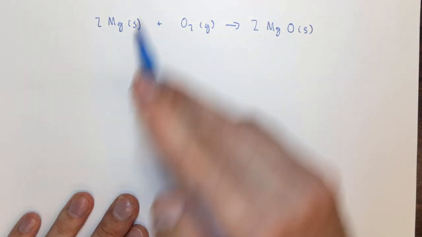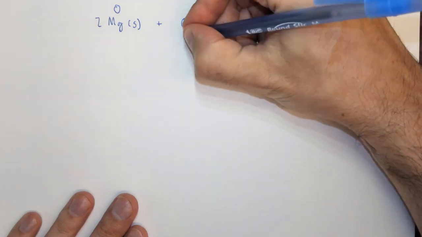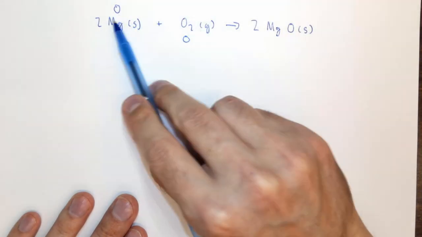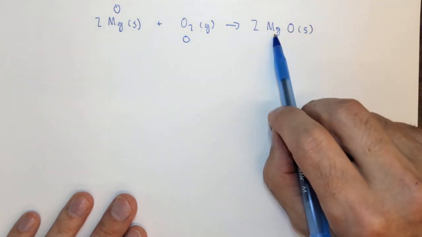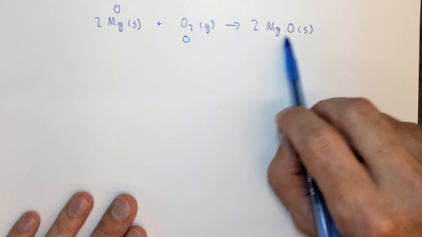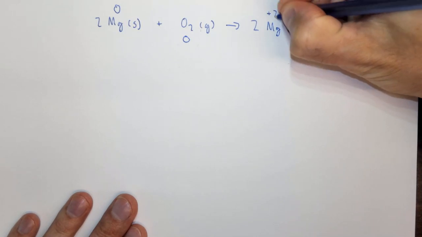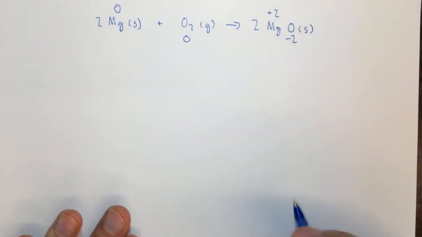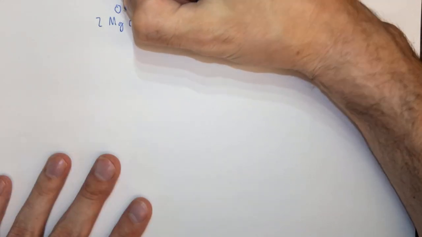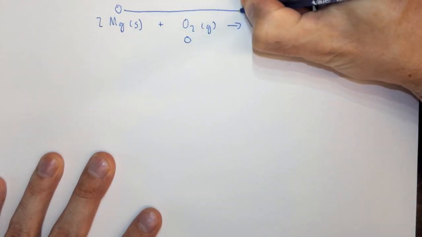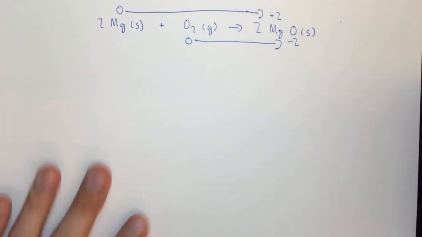So here, the oxidation state on magnesium is 0. Here, the oxidation state on oxygen is 0, again because they're elements. We need to remember that elements have an oxidation state of 0. Now we need to find the oxidation states over here. Since this is a simple binary ionic compound, the oxidation states are equal to the charge. Magnesium is +2, oxygen, which we just did several examples, has an oxidation state of -2. So magnesium has gone from 0 to +2, and oxygen has gone from 0 to -2.